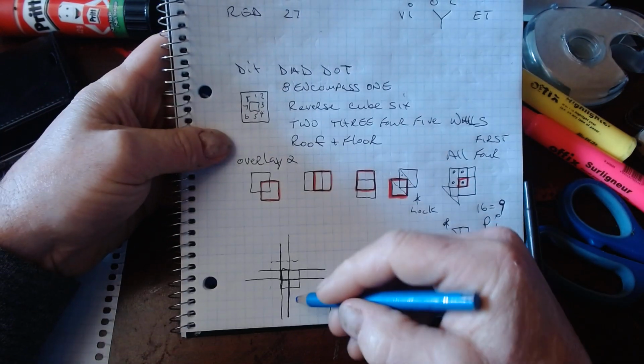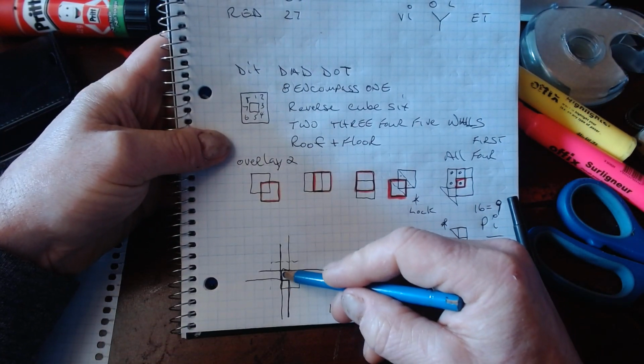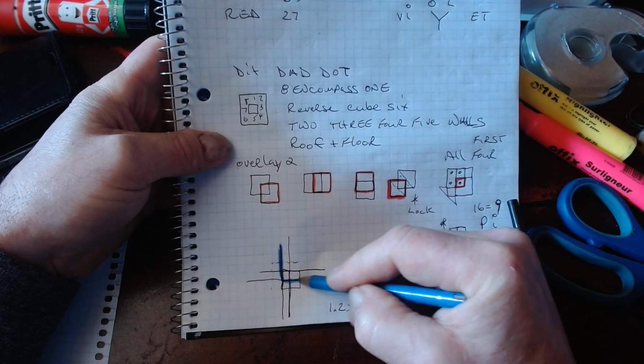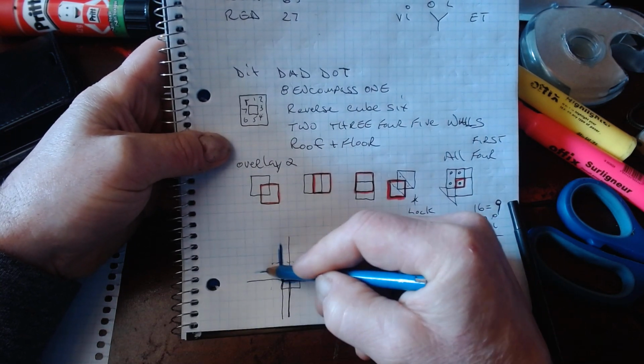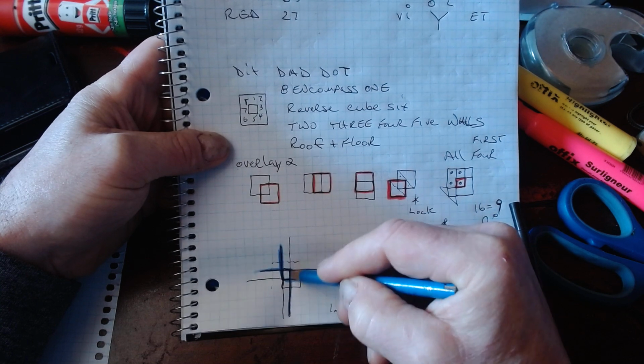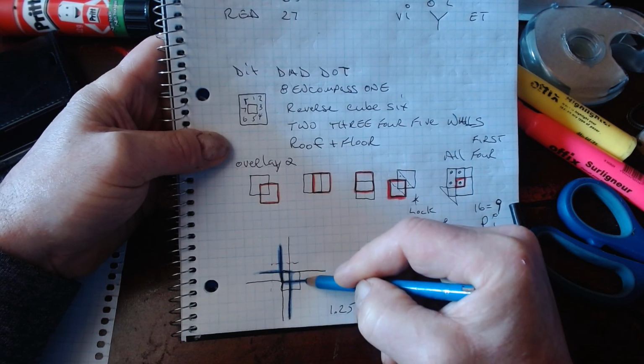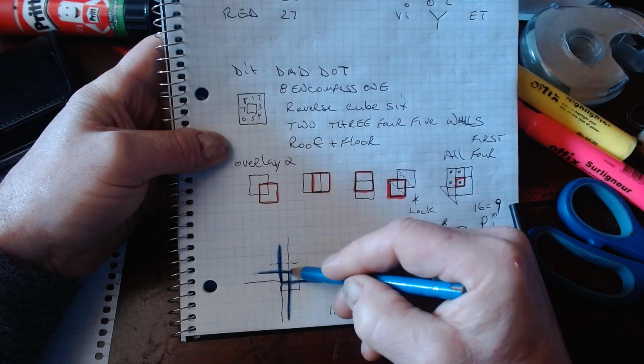Here's the first one. We are going to take one block and put an L around it on this side. We're going to take another block and put an L around it on this side. So we did one, we did two. Now where's the next one going to go?